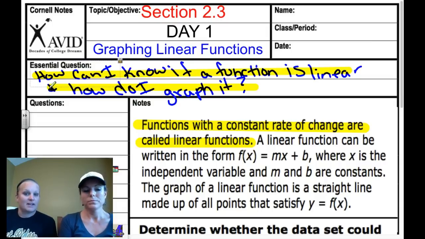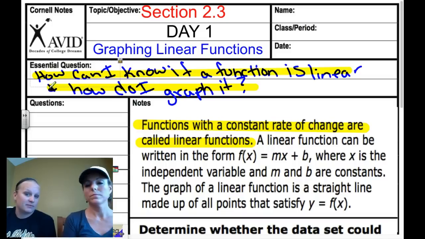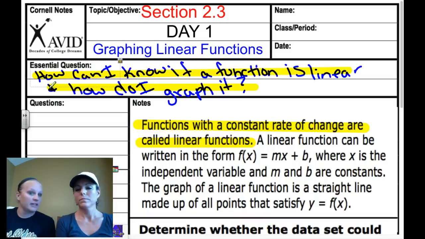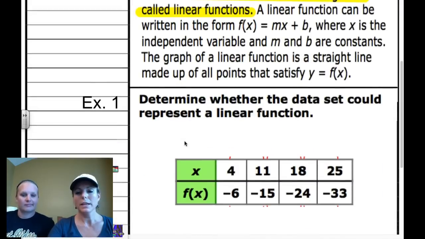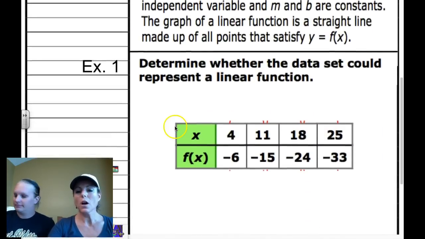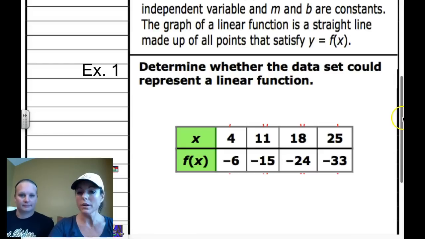All right. So functions with a constant rate of change are called linear functions. Really the rate of change is just your slope. Whatever that fraction is, that's your rate of change, and we will talk more about that later. So let's first answer part one of our essential question. Determine whether the data set represents a linear function.